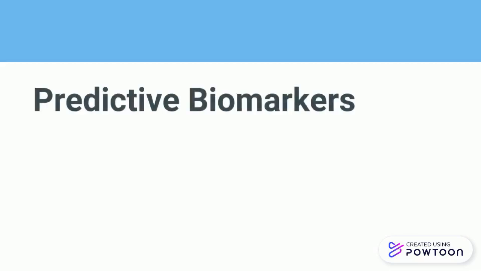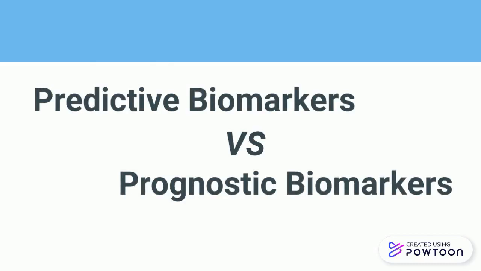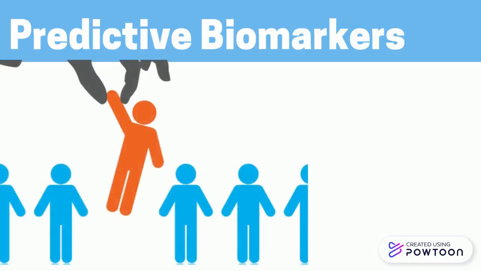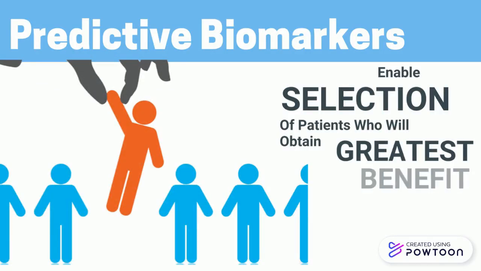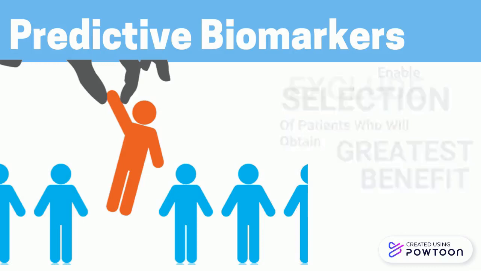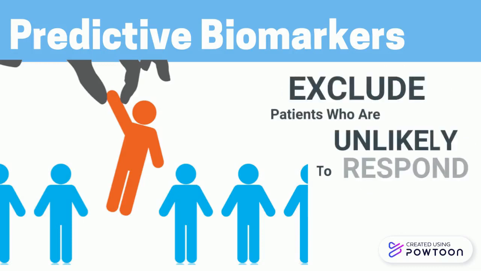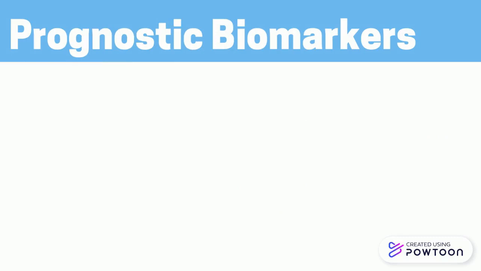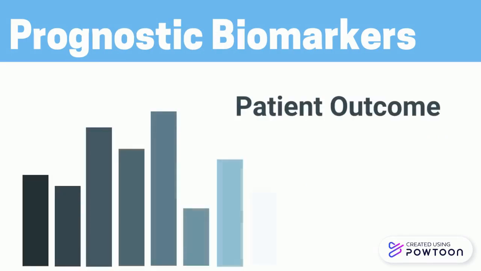Now, before we move on, what are the differences between predictive and prognostic biomarkers? Predictive biomarkers enable selection of patients who will obtain the greatest benefits from a treatment and exclude patients who are unlikely to respond. On the other hand, prognostic biomarkers are predictive of patient outcomes and are therefore not used often for treatment decisions.